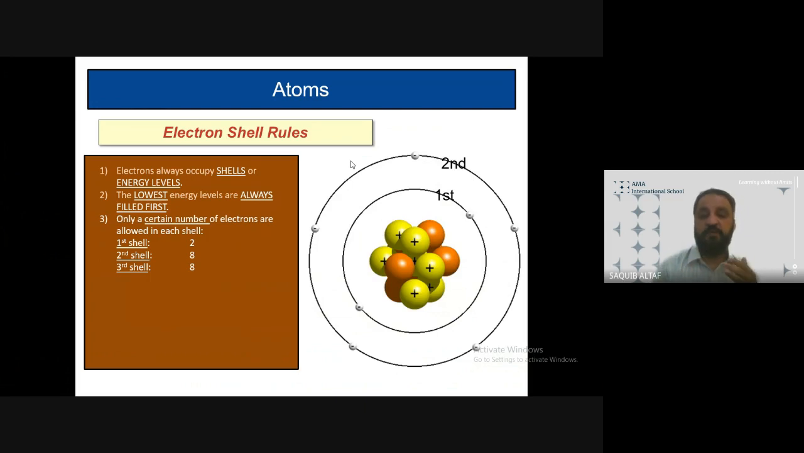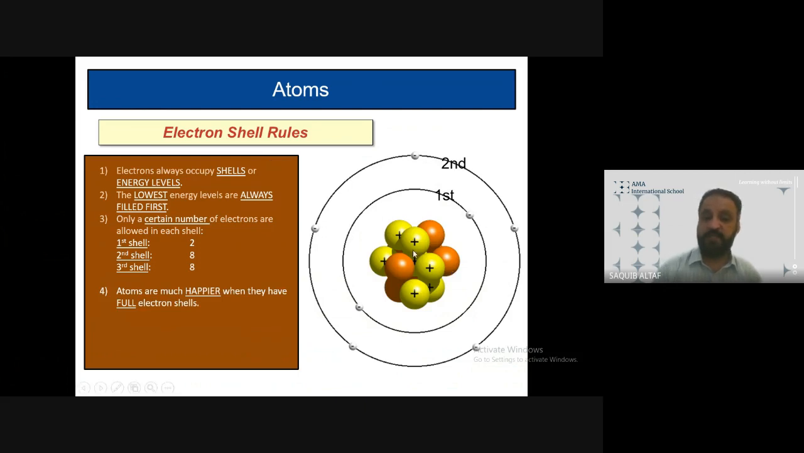So the main orbits: in the first shell there should be 2 electrons, and in the second shell there should be 8 electrons. And remember, the last shell should also have 8 electrons. If the third one is the last one, it means there should be 8 electrons in the last shell. So electrons are happy, remember, happy in a full shell.